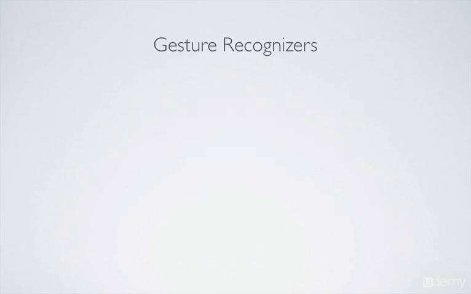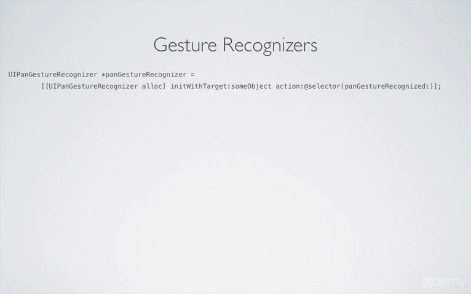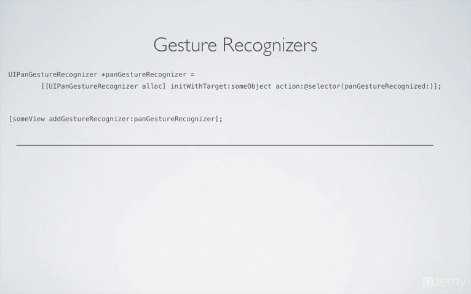They work by first creating the type of gesture recognizer that you'd like to add. In this case, it's a pan gesture recognizer, which happens when the user touches the screen and begins moving their finger. We're initializing the gesture recognizer with a target and an action. When the gesture recognizer recognizes the pan gesture, it will call the action on the target. So in this case, the pan gesture recognized method will be called on the object SomeObject. You can then apply the gesture recognizer to a view that you'd like to recognize that gesture on. Then when the user touches some view and starts to move their finger, the pan gesture recognized method will be called on some object and the app can take action.